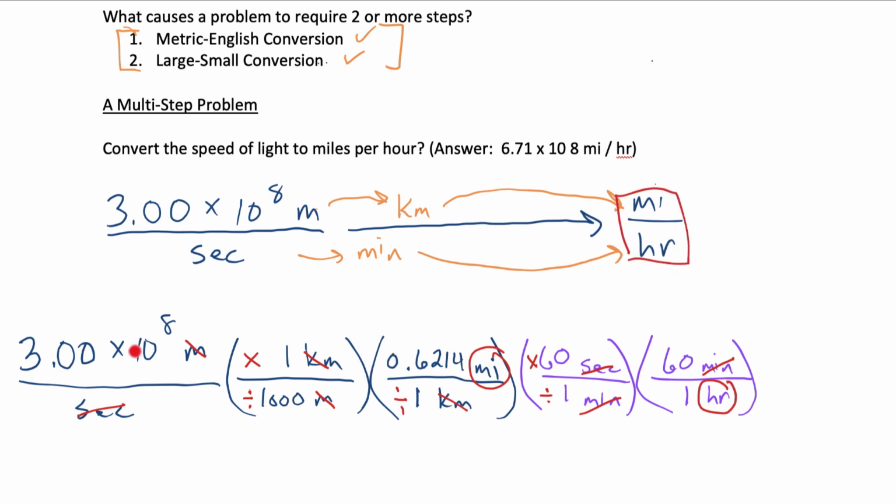The mathematics here is I'm going to plug this into my calculator, divided by 1,000, multiplied by 0.6214, times 60 times 60. And that will give me my answer, rounded to 3 sig figs because I'm starting with 3 sig figs in my original answer. Miles per hour. And again, what I'm doing in this video is focusing on how we see multi-step problems. For your classic, beginning dimensional analysis problems, it's typically these two factors that cause conversion factors to be inserted and steps to be created.